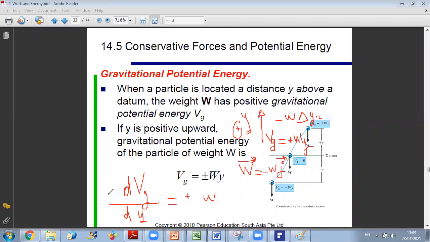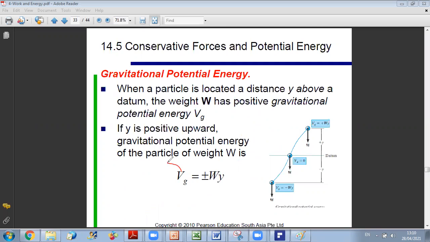Doctor? Yes. I want to ask, why did we derive the velocity with respect to y and not time? It's not velocity, this is potential, gravitational potential. Okay, I will repeat. This is simple: when you see V, it means potential energy. V stands for potential, and the notation G stands for gravitational.